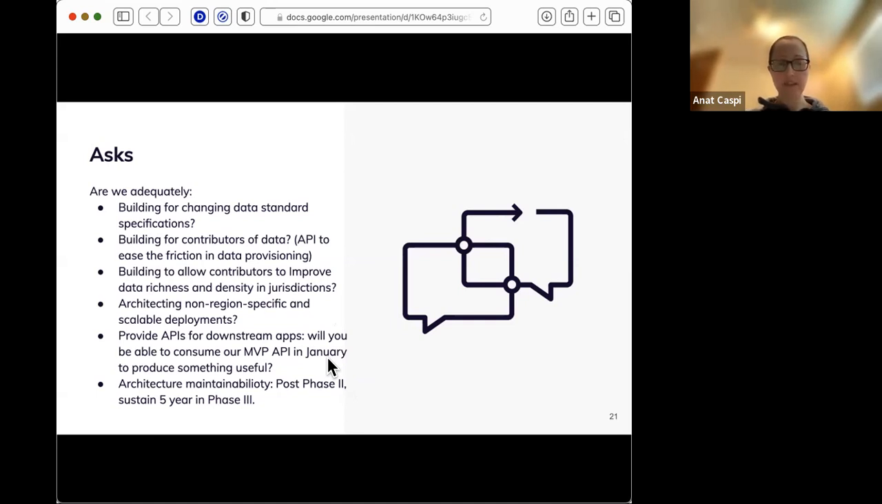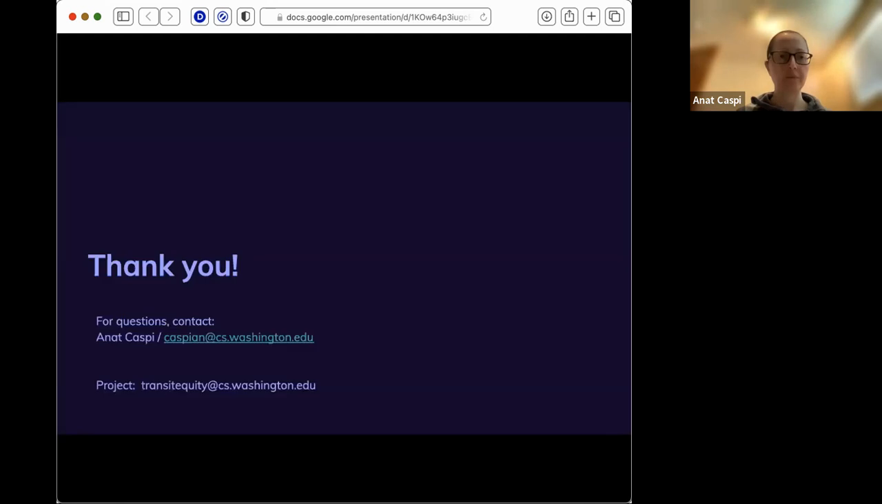And by providing APIs for downstream applications, will developers be able to consume our API? What does this look like post phase 2? How do we sustain this effort for 5 years in phase 3? These are internal facing questions, which is why it's great that you guys are here, because they're the questions we're constantly needing to remind ourselves of, so that we build for sustainability and translation downstream. And that is it.